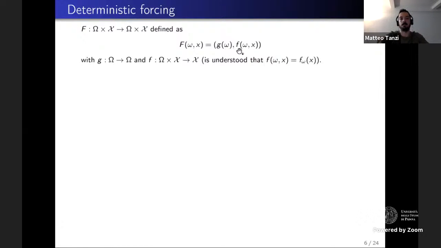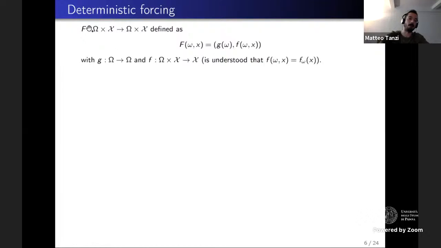The fiber, by which I mean the second coordinate, the x coordinate, evolves in a way that depends also on the omega coordinate. And this dependence is given by a map F, and it's understood that F omega x is what before I denoted as F lower-script omega x. So dynamical systems with this particular form are called skew product systems, and there is a vocabulary for skew product systems that I'm going to use throughout the talk.